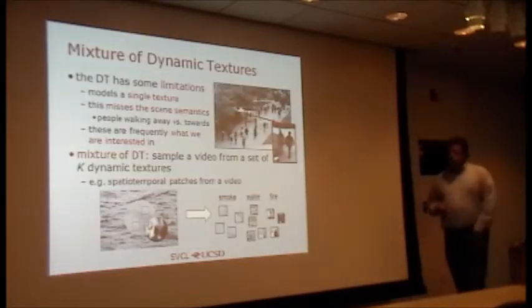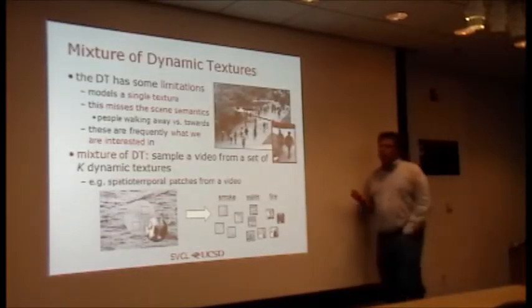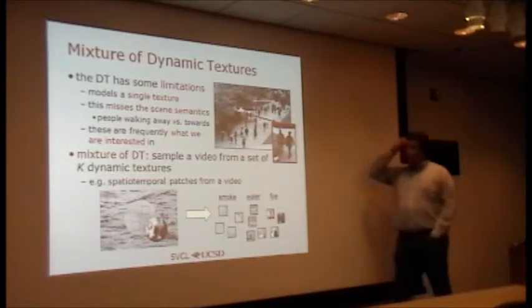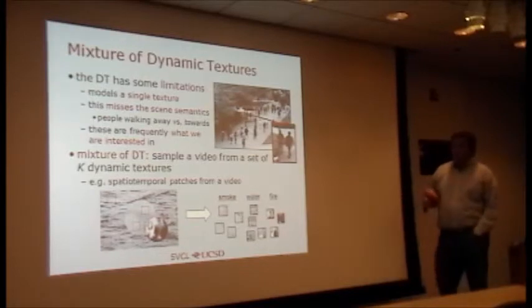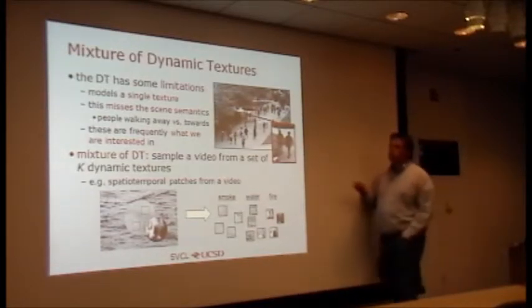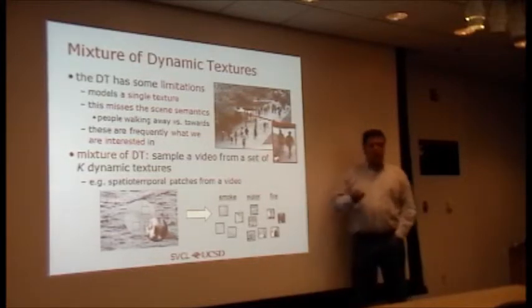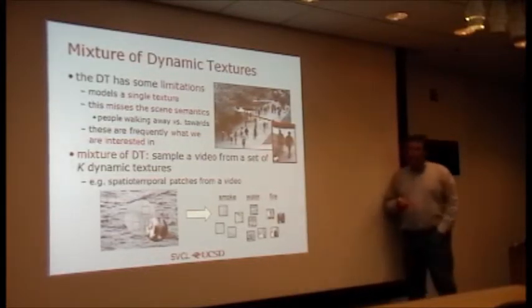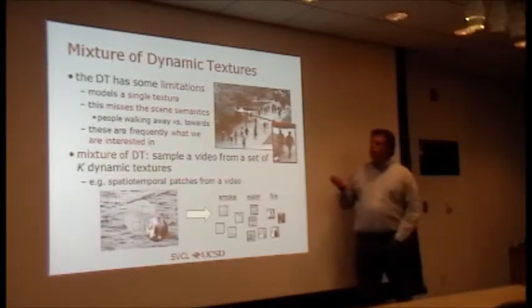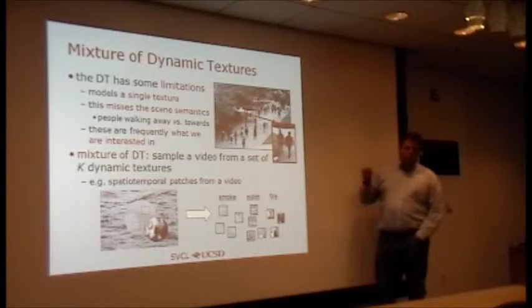However, there is one problem with this dynamic texture model, and that is that it assumes uniformity. It assumes that the whole video is a sample from this linear dynamic system. And in practice, that's usually not the case. What happens is that we have a combination of things happening.